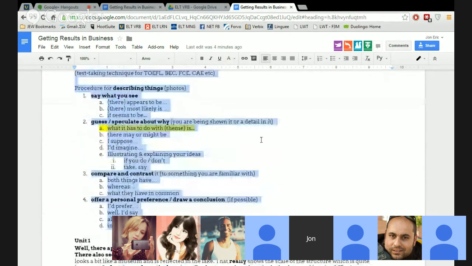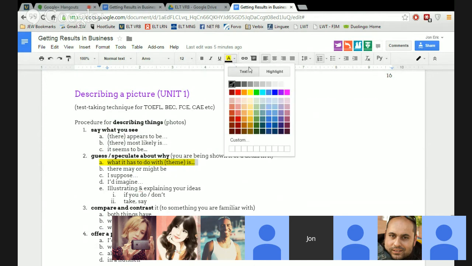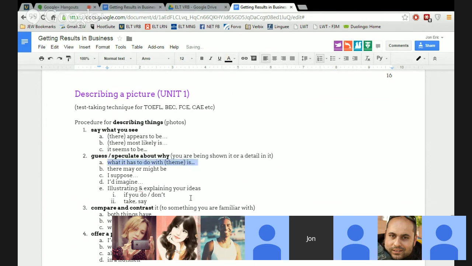Okay. So what I've done here is I've added key vocabulary, and I'm going to try to add a little more today. But you can see there appears to be, there most likely is, there seems to be. Maybe we can add 1 or 2 expressions. Guessing about why: there may be, I suppose, I'd imagine. What it has to do with the theme is, you can be very explicit in that case. And then finally, comparing and contrasting: both things have in common, whereas what they have in common. Offering a personal preference: I prefer, well, I'd say all in all, in a nutshell. I'm going to see if I can add a little information to that today.